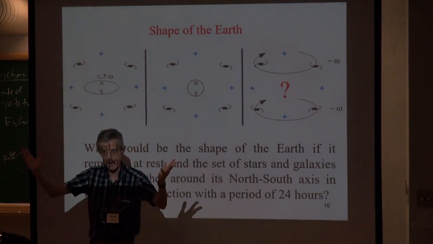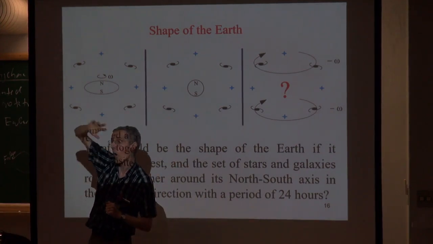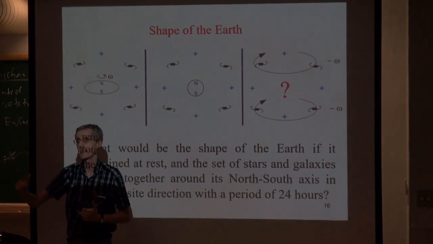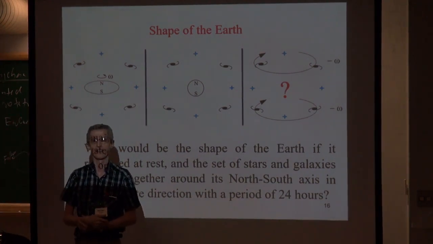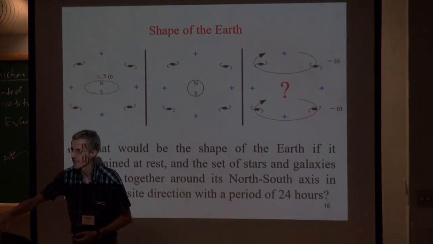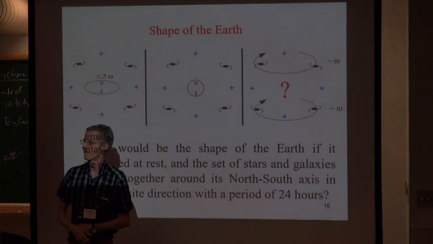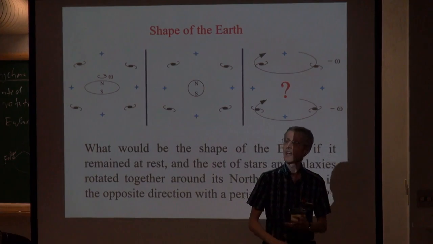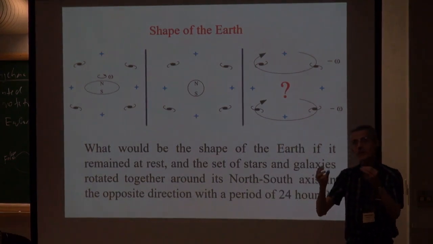Then comes Superman, goes there and spins the whole universe, all stars and galaxies, around this axis once a second, not once a day. What will be the shape of these metallic strips here? I want you to think about it. I won't ask you the answer, but I will give you one minute to think about it.